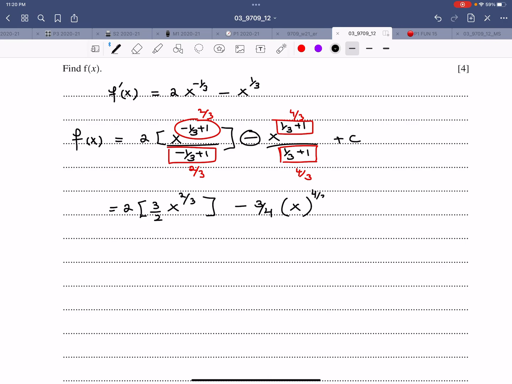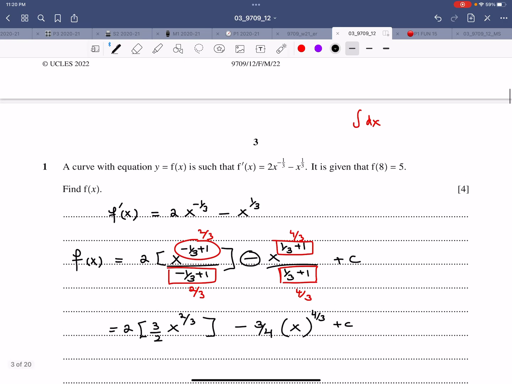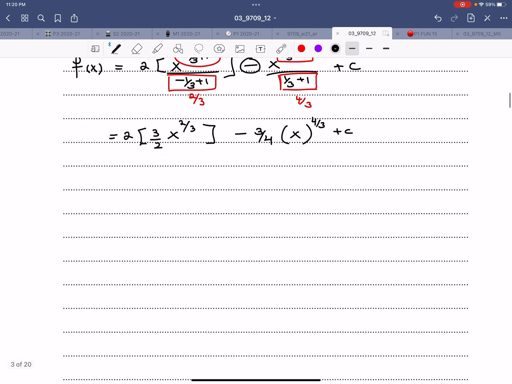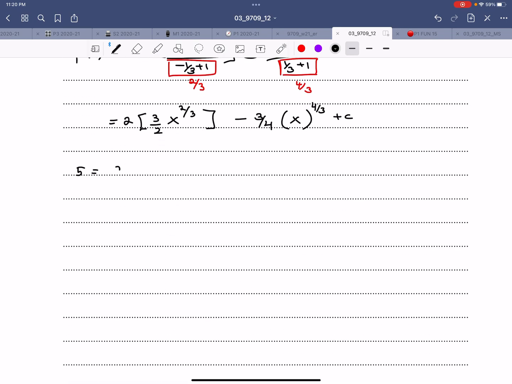Now this is the condition given. When x is 8, y is 5. So 5 equals, this 2 and 2 cancels out, so this is 3 times something raised to power of 2/3 minus 3/4 something raised to power of 4/3 plus c. What is that something? 8.